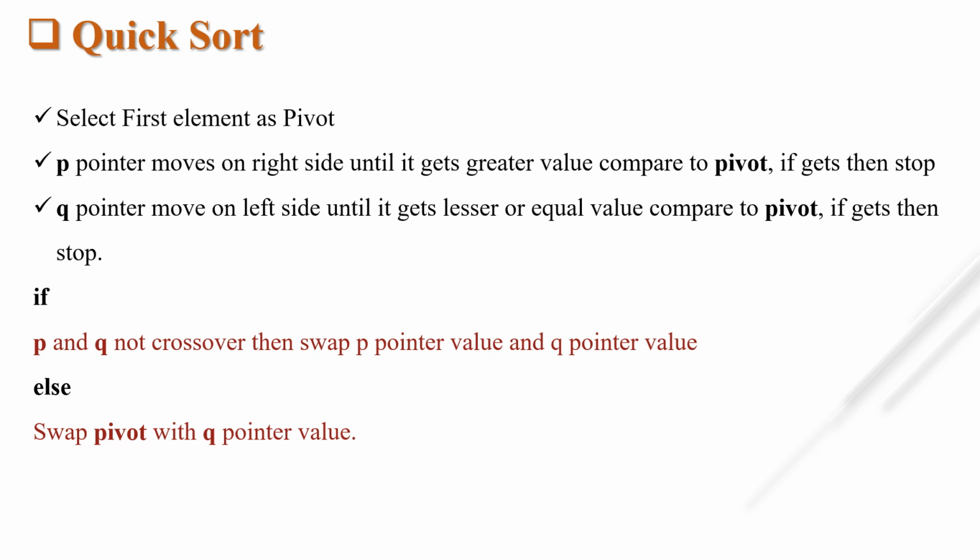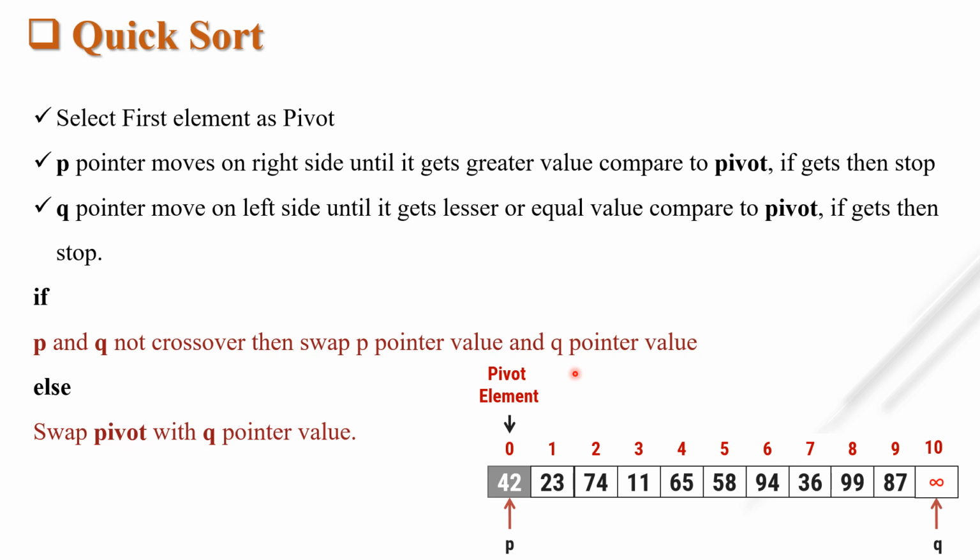The main point when we are swapping the elements is: if p and q do not cross over, then swap the p pointer value and the q pointer value. p is going from left to right, and q is coming from right to left. If both cross over, then and only then we swap the pivot element with the q pointer. Otherwise, we swap p and q. This is somewhat difficult to understand, so let's understand with the help of an example.